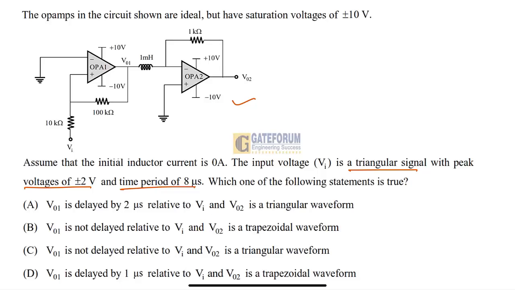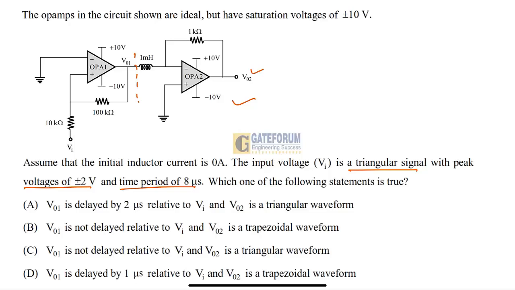Option D, VO1 is delayed by 1 microsecond relative to Vi and VO2 is a trapezoidal waveform. And this is the question they had asked for GATE EC 2024 from the subject of analog circuit. If you observe the first part of this circuit, VO1 is the output of the first op-amp and VO2 is the output from the second op-amp. The first part of the circuit is very clearly a Schmitt trigger.